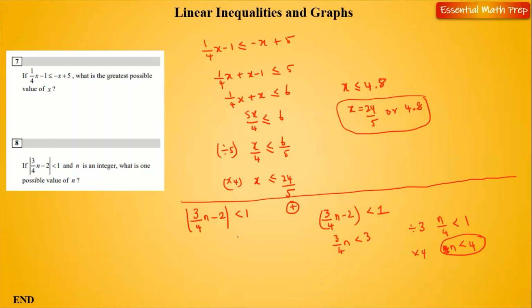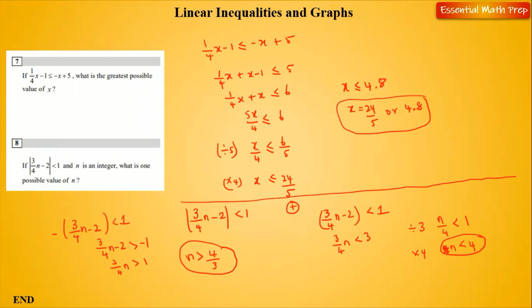That's the positive domain. So for the negative domain, we do the same. So 3 over 4n minus 2, you have a negative sign, less than 1. If you multiply or divide by negative, then you get 3 over 4n minus 2 is greater than negative 1. 3 over 4n greater than 1, right? So again, you do the same. You can divide by 3 and multiply by 4, which is n greater than 4 over 3. So n can be either less than 4 or n can be greater than 4 over 3.